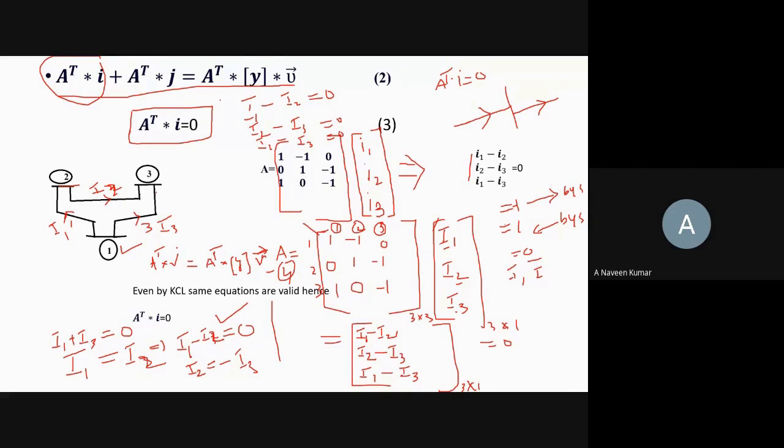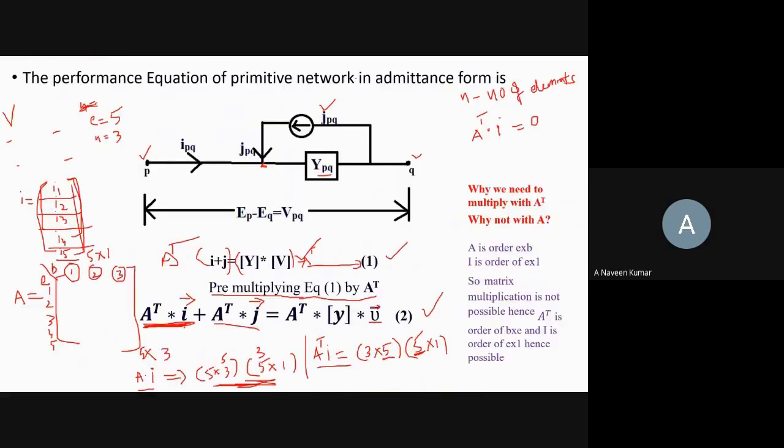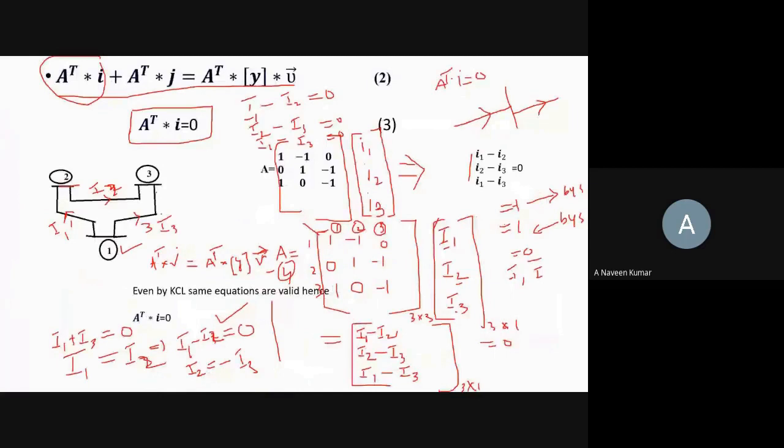So I think time is over. Please remember till equation number 4. That's all. In step 1, we have written the performance equation, then in step 2 we multiplied with A transpose, and in step 3 A transpose into I is equal to 0, to calculate the unknown branch currents.